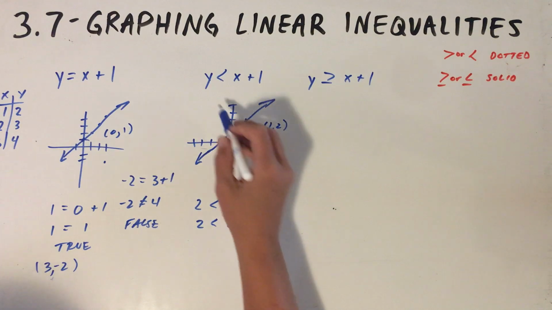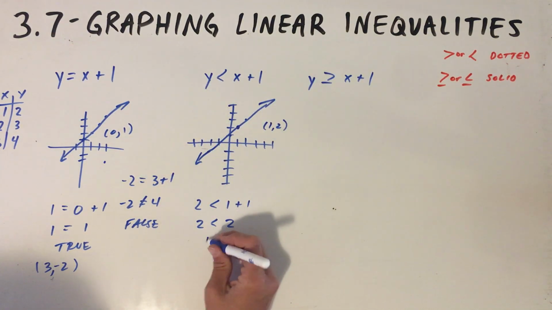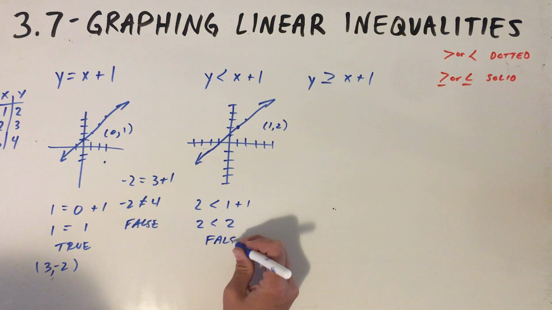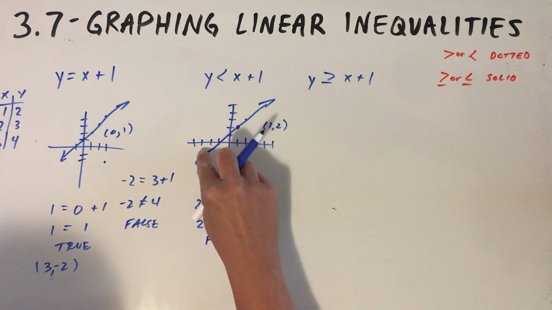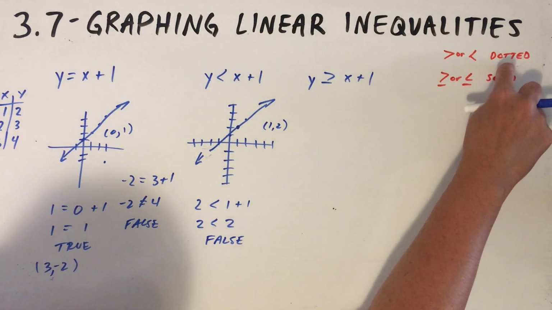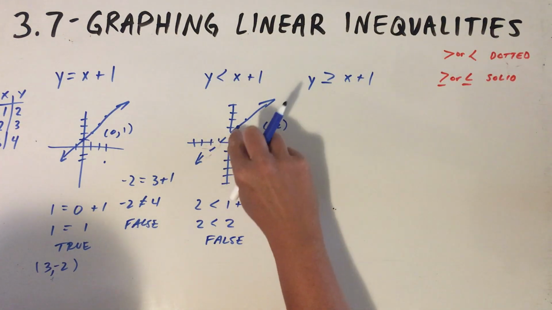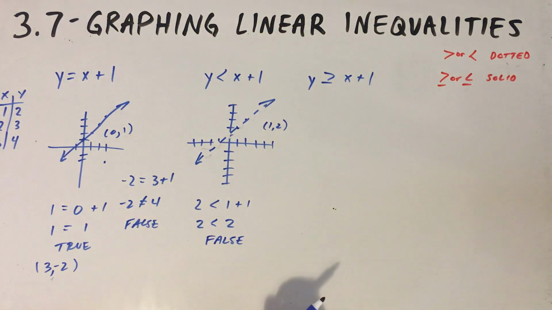But right here, this one says that y is less than this. This is a false statement. 2 is not less than 2. So points on the line make this statement false. Okay, points on the line make this statement false. That means that I have to make this a dotted line.